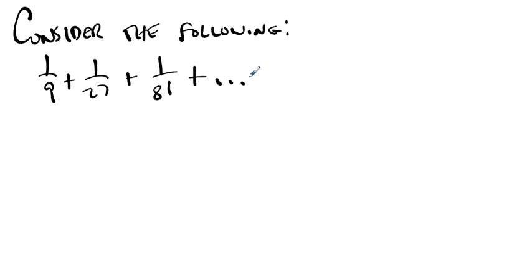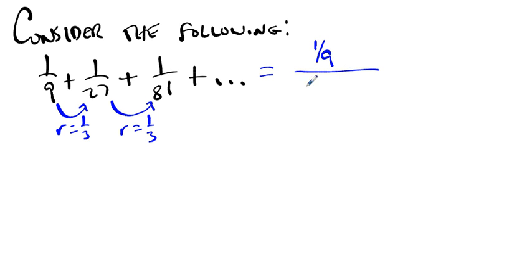So, consider the following. Bill Nye the Science Guy. So we've got 1/9 plus 1/27 plus 1/81 plus and so on. It's a geometric series because the common ratio is 1/3 every time. We're multiplying by 1/3, we're multiplying by 1/3, and so on. 1/3 has an absolute value less than 1, and so its sum is first term over 1 minus r. And that happens to be 1/6.